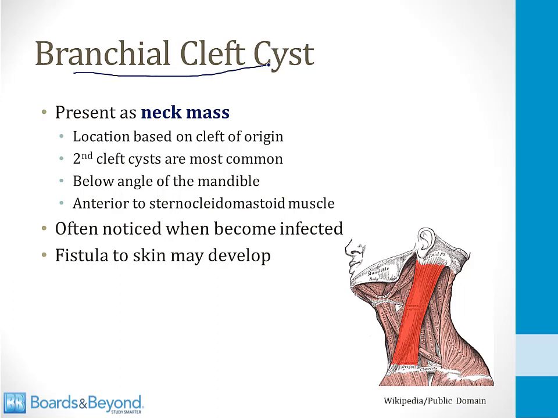Sometimes one of the pharyngeal clefts will persist after birth, and this will develop into a structure called a branchial cleft cyst. This usually presents as a neck mass. The exact location in the neck depends on which pharyngeal cleft was the origin of the cyst. Second cleft cysts are the most common. This is what you should know for step 1 of your boards.